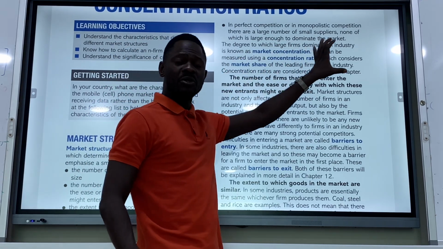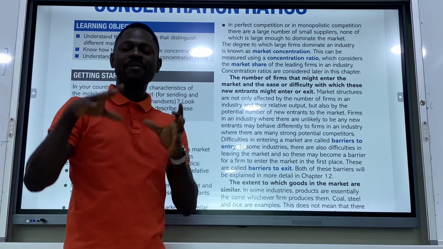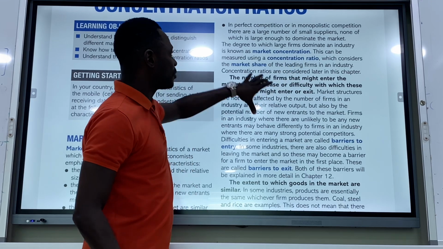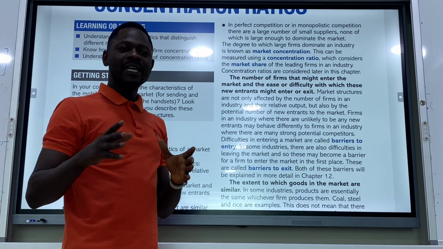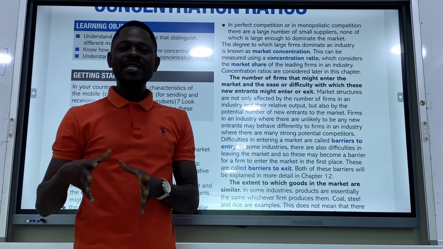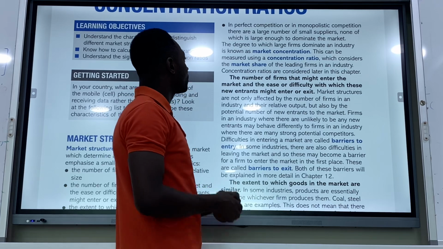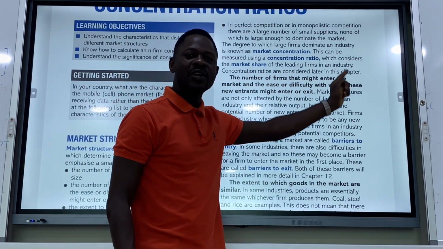So for market concentration, we're talking about the extent to which a firm dominates the market. That is what market concentration is about. I'm going to say it again. We call it market concentration based on the fact that it is the extent to which a large firm is able to dominate the market. That is market concentration.